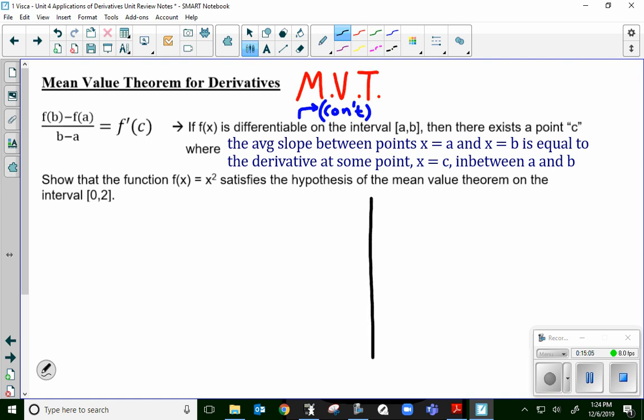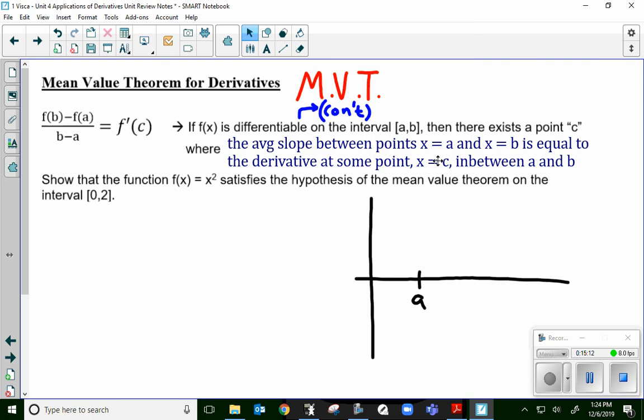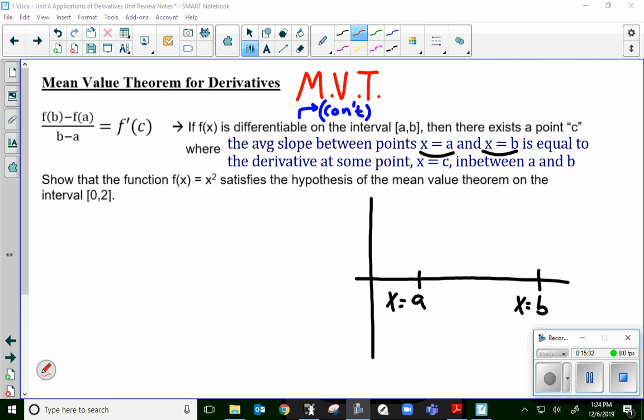If we have a graph here, and I have a value here on the x-axis, we'll call that a. And I have a value here on the x-axis, it's b. Remember, this is where x equals b. This is where x equals a. This is where we're getting these 2 points. Then the average slope between those 2 points has to equal the derivative at 1 point between them. So let's say this point is here, a. This point is here, b. The average slope between those two, that's this.